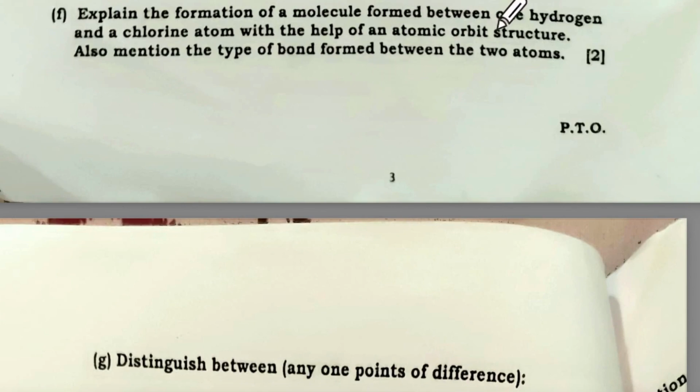Explain the formation of molecules formed between one hydrogen and a chlorine atom with the help of atomic orbit structure. Also mention the type of bond. So I have hydrogen. Hydrogen has 1 electron, correct? Chlorine has how many? 7. Okay, so this is what happens, and it will form H single bond Cl. In class 10, you will be only doing this, but what are they saying? Atomic orbit diagram. So what will you show?